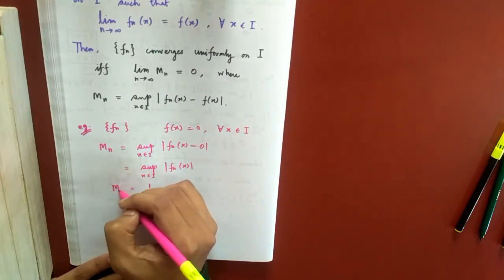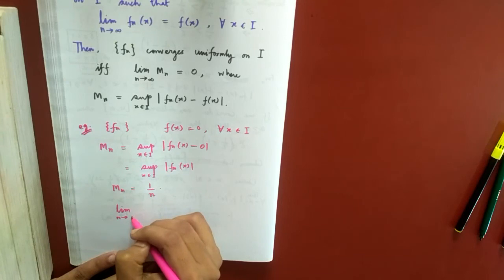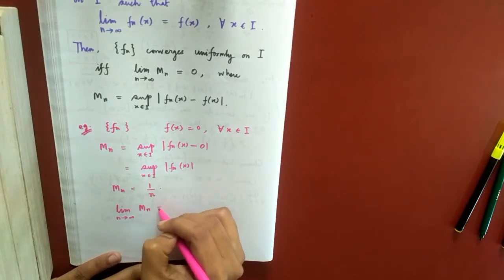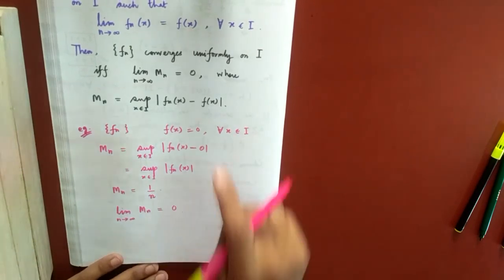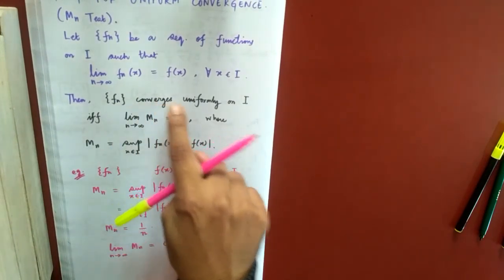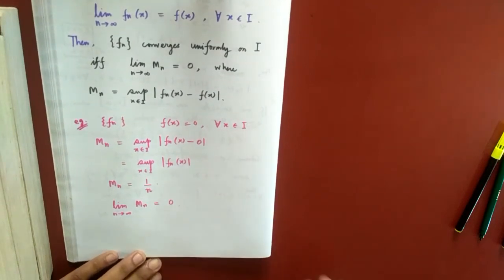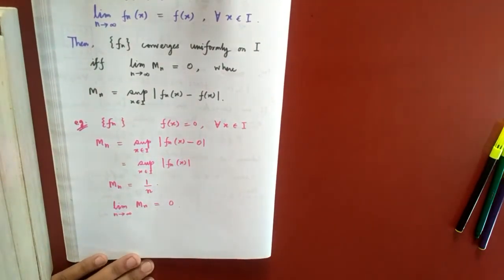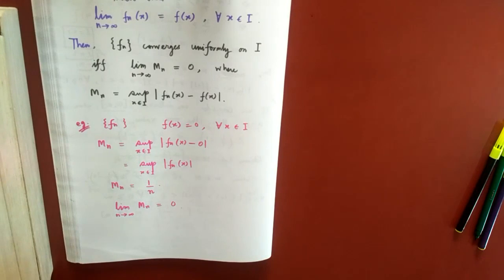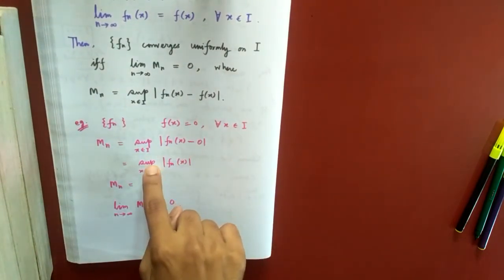Then Mn is 1 by n. The limit as n tends to infinity of Mn is 0. So this has been achieved. So what can I say? Fn converges uniformly on I. Did you get the use of this test? Yeah. So in the next class, I'll teach you how to find this maximum value, the supremum value.